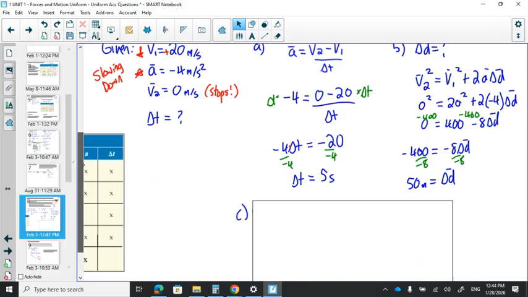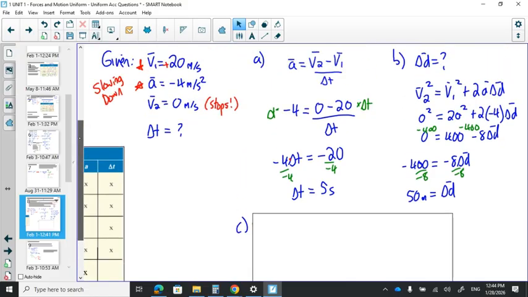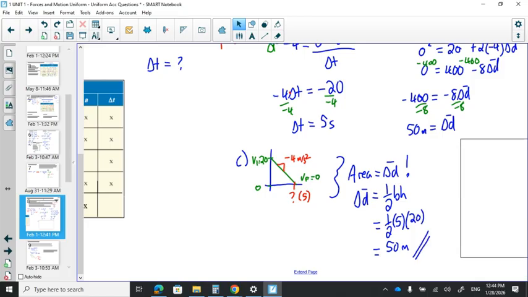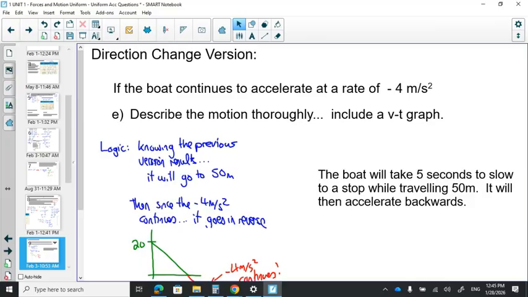Draw a VT graph of the motion, right? So we have this thing starting at 20, decreasing to 0. It's a uniform acceleration situation, so it's going to be a nice straight line. That's all we're talking about so far, right? As a little check, for those familiar with the graphing technique, the area underneath the VT graph is your displacement. So 1/2 of the base, the 5 seconds that we calculated, times that initial height of 20, the area of that triangle is 50. There's your 50 meters. This is a review of the VT graph method.